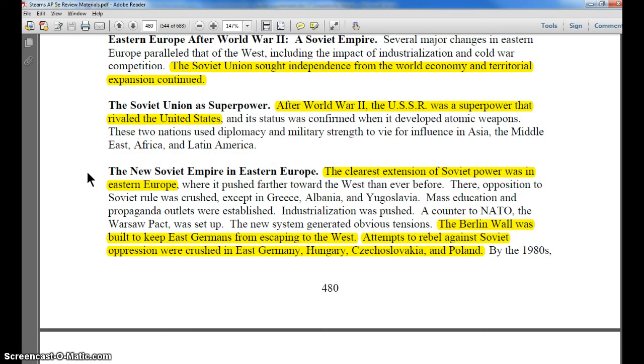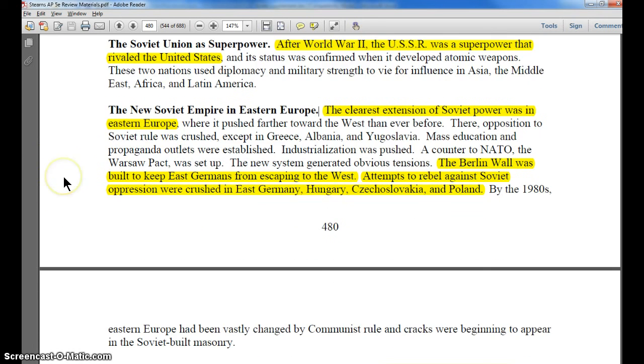They sponsored elections and decided who could run and who couldn't run. They limited freedom of press and speech, things like that. They control education, and they promote propaganda. The Berlin Wall, they literally built a wall to keep ideas from the West, like democracy, capitalism, freedom, out of the East. And then they put down any rebellions like we see in East Germany, Hungary, Czechoslovakia, and Poland.